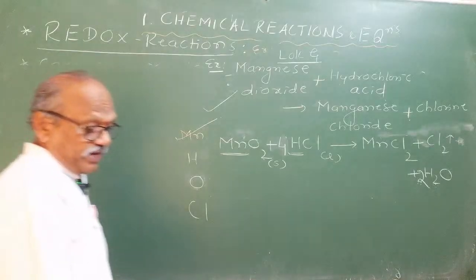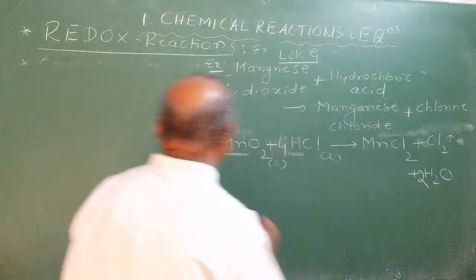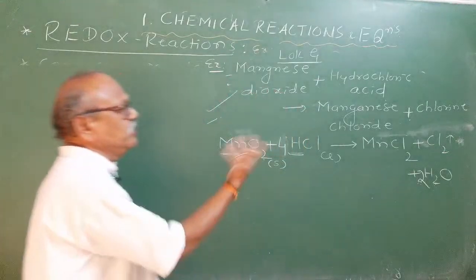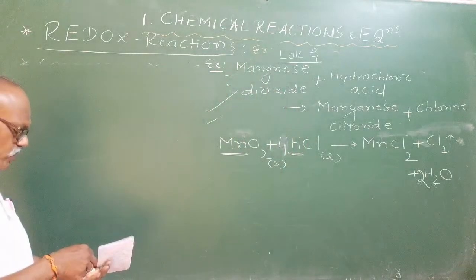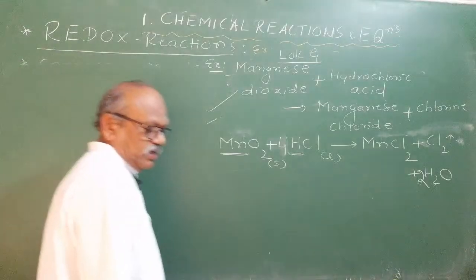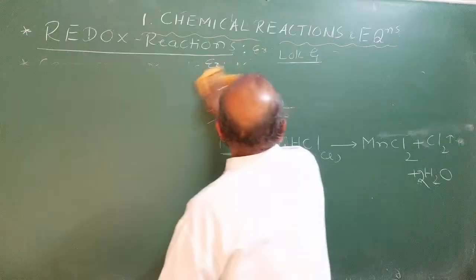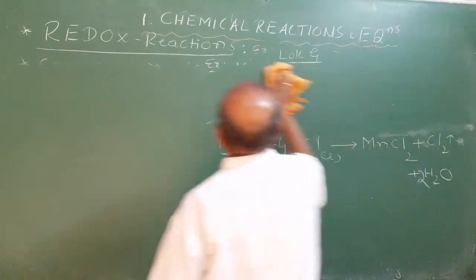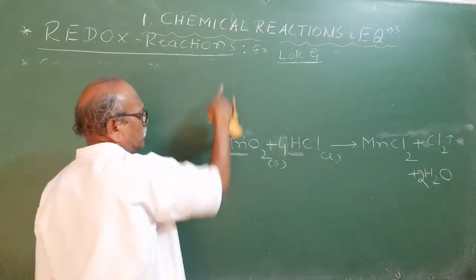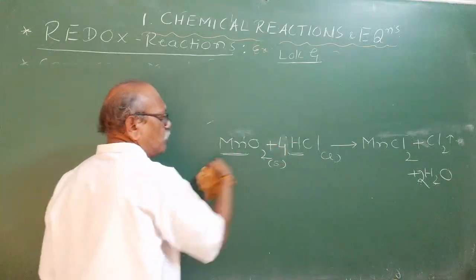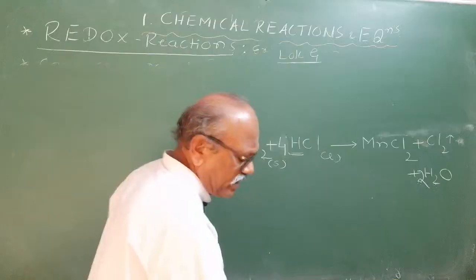Now to identify which is oxidized. My question is, which is oxidized, which is reduced? With arrow marks and a diagram, we will draw it. I will remove this verbal equation. After writing the verbal equation, you have to write the skeletal equation, meaning the unbalanced equation. Then you balance it using the hit and trial method.